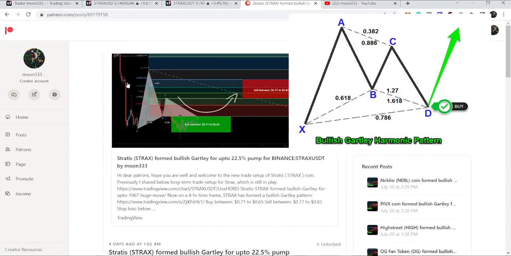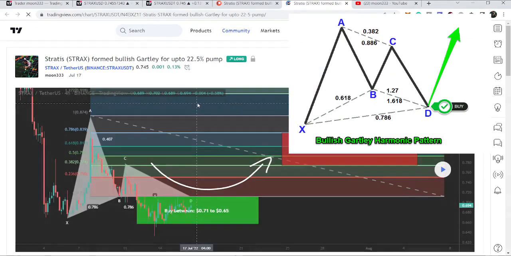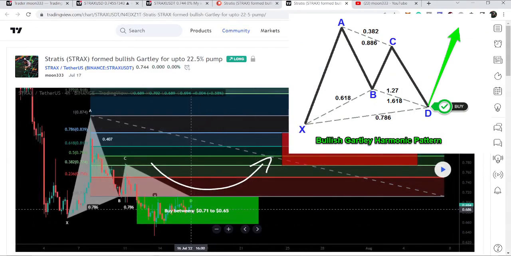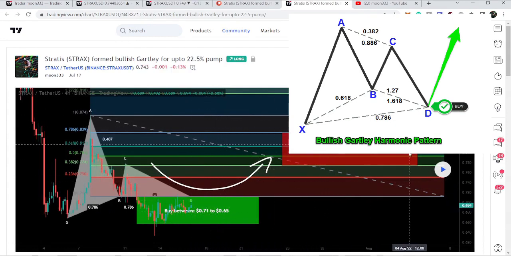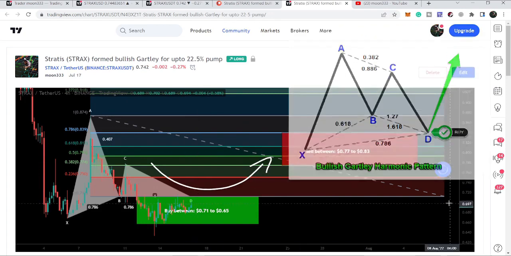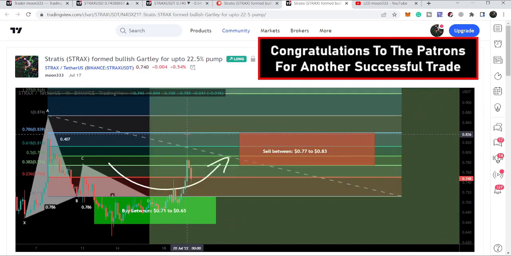And you can see at that time it was moving inside this potential reversal zone or buying zone of this harmonic bullish reversal guardrail move. And our buying was starting from 71 cents and going to 65 cents. And our sell targets were from 77 cents to 83 cents as per the Fibonacci sequence of this harmonic pattern. Now, after playing out, we can see that the price line rallied very well up to 84.4 cents, and this was, by the way, more than a 27% pump. And right now you can see that the price line is moving here.